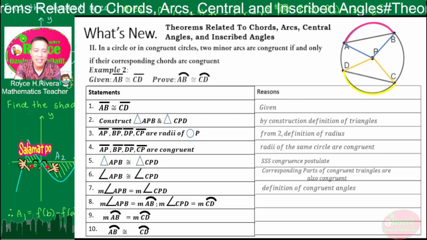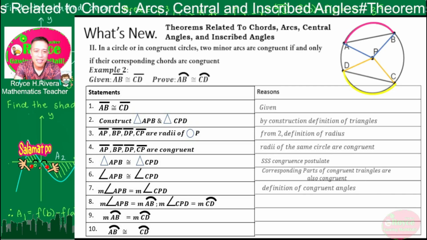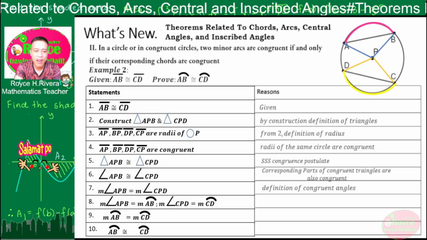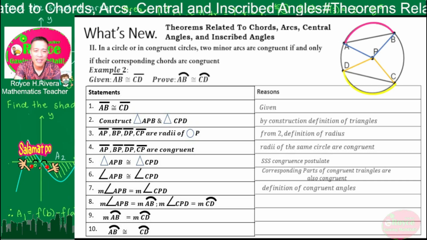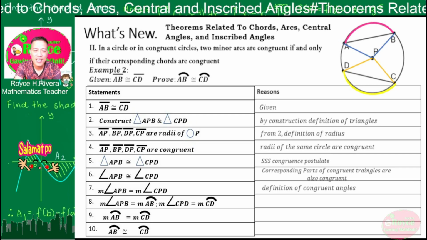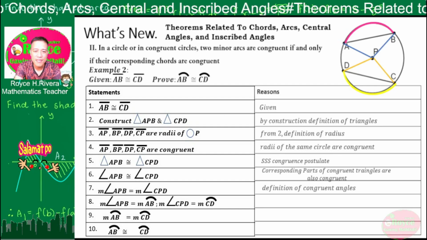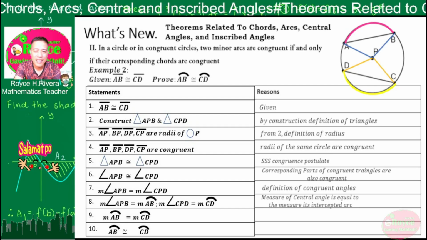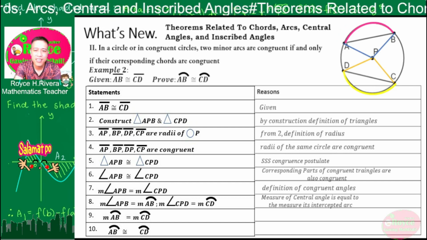Statement number 8. Measure of angle APB is equal to measure of arc AB. And measure of angle CPD is equal to measure of arc CD. For the reason, measure of central angle is equal to the measure of its intercepted arc.